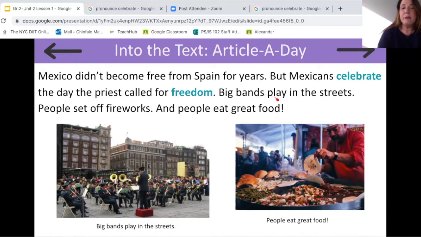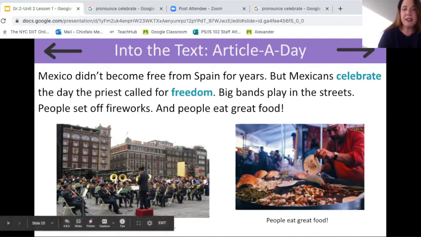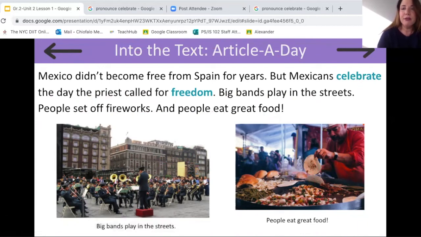Big bands play in the streets. People set off fireworks. And people eat great food. Big bands play in the streets. People eat great food.